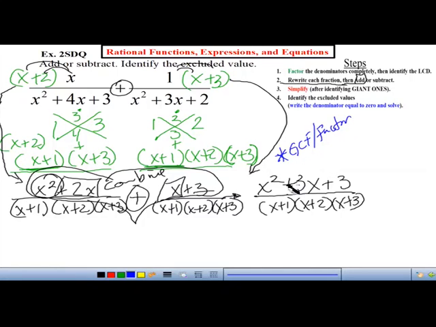Okay. Is there a GCF for the numerator, guys? Other than 1? No. Can we factor? Let's try. 2, 3, and 3. Factors of 3 are 1 times 3. Can we use 1 times 3 here to multiply to give us 3 and to add and give us 3?